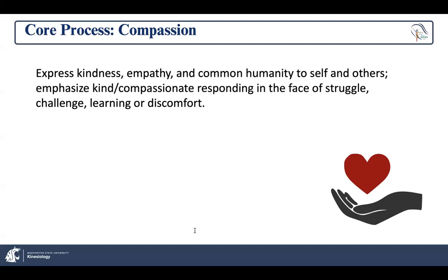Another example is using supportive communication, which includes offering encouragement and gentle guidance to individuals, especially when they are facing difficulties or setbacks.